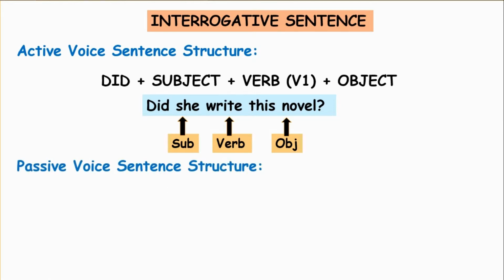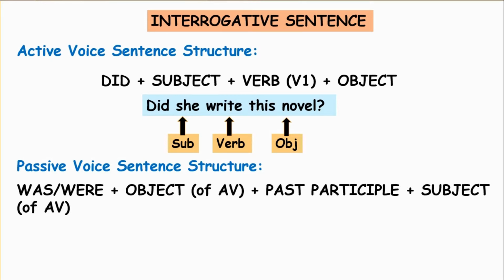Let us look at passive voice sentence structure. Was or were plus object of active voice plus past participle V3 plus subject of active voice. Okay, so only verbs have come forward. Rest all we know that did plus V1, that rule we have seen already in negative sentences. Was or were plus object of active voice plus past participle V3 plus subject of active voice.